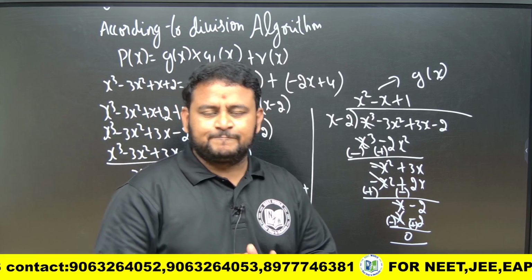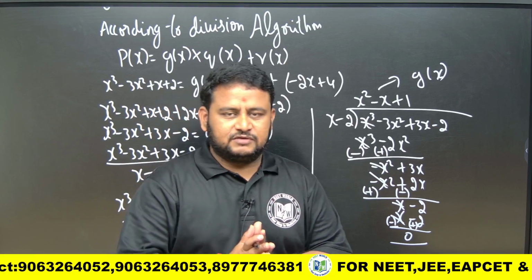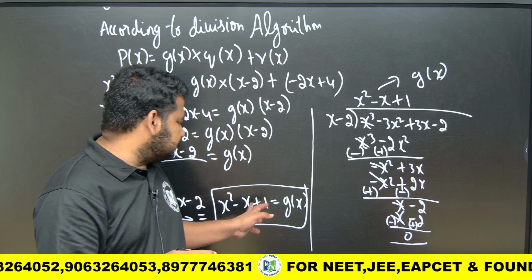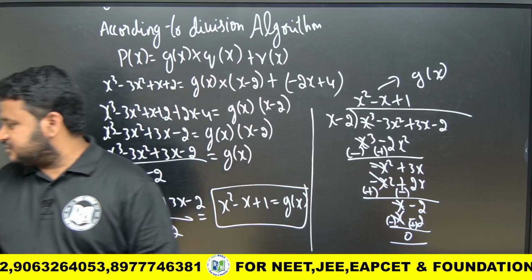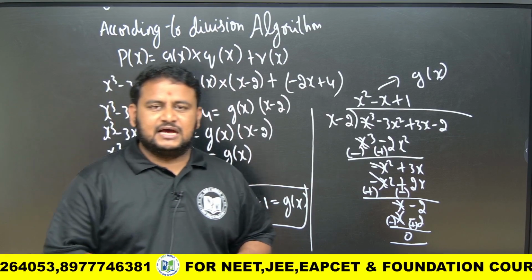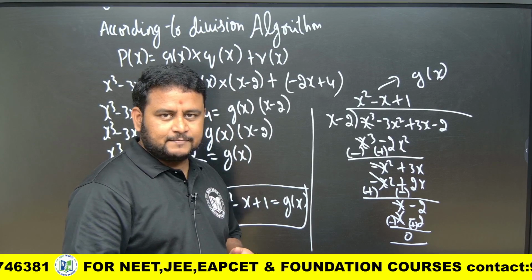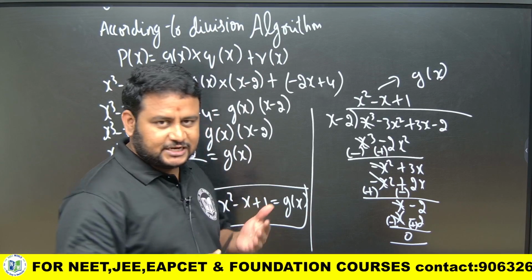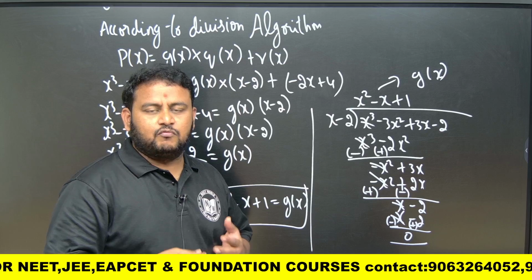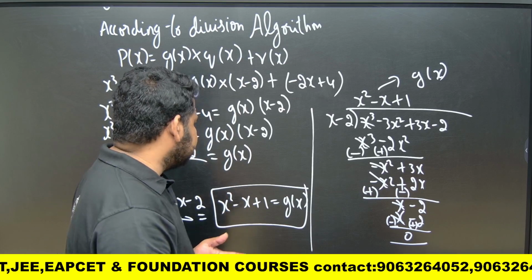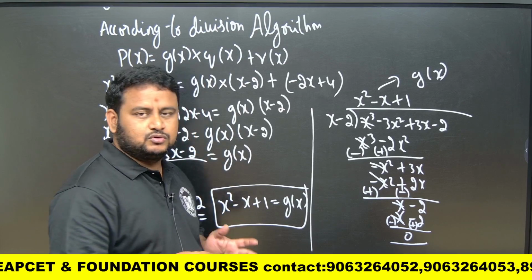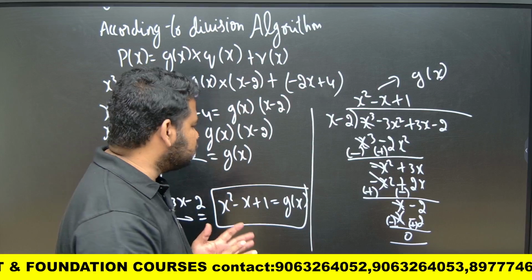Clear, friends? This is how you solve this question. The value of g of x is x square minus x plus 1. Using the division algorithm, that is why in the beginning itself I explained what the division algorithm is. So, x square minus x plus 1 is equal to g of x. Clear? This is how you solve this question.